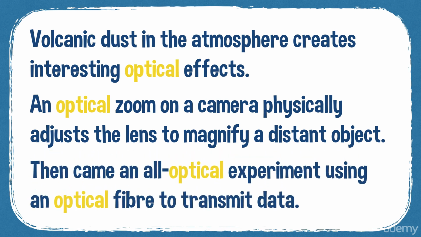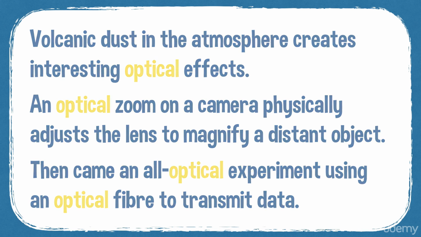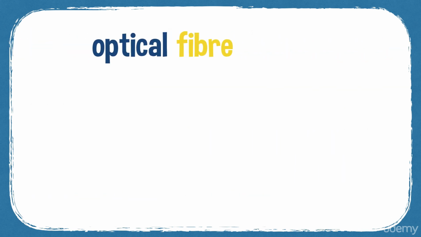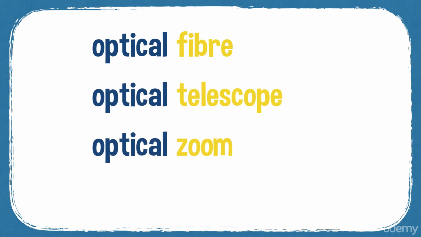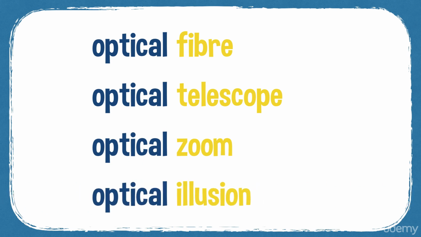And then came an all-optical experiment using an optical fibre to transmit data. So we talk about optical fibre. A lot of the internet works through optical fibres. So using light, pulses of light to send data through optical fibers on the internet. You can have an optical telescope. Lots of cameras today have an optical zoom and an optical illusion as well.